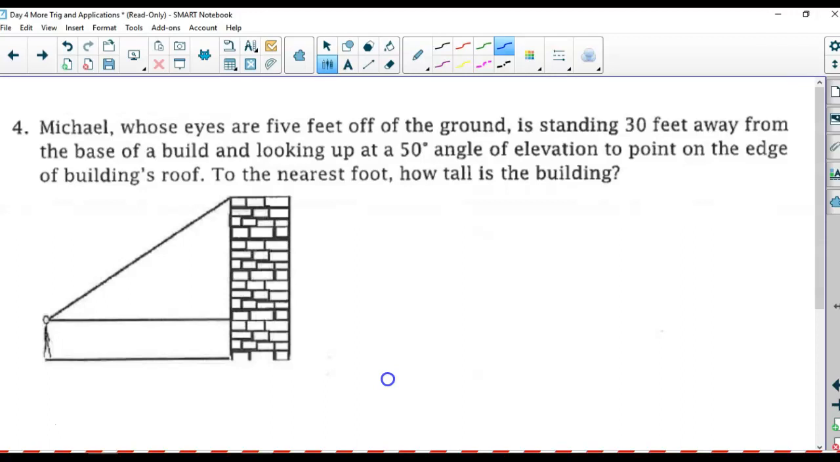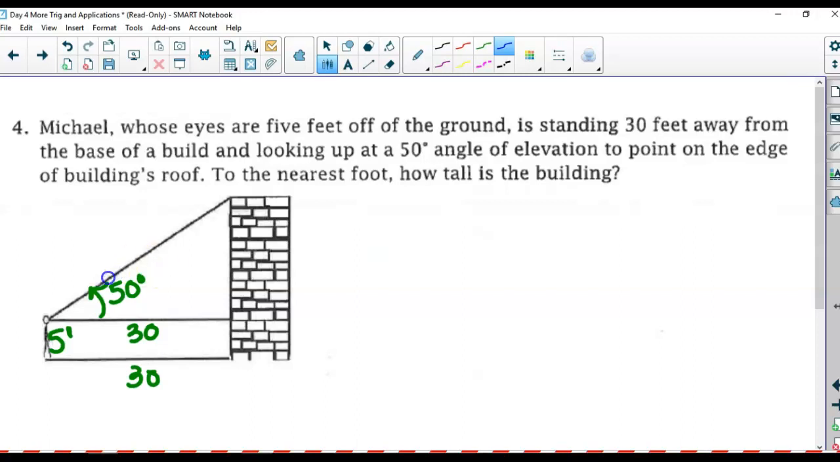This one is a little bit trickier. I'm not sure I assigned these on the worksheet, but it says Michael, whose eyes are 5 feet off the ground, so he's already 5 feet up, is standing 30 feet away from the base of the building. So this is 30, which would make this 30 because there's a little rectangle down here. He has to look up 50 degrees. So again, angle of elevation looking up right in here to a point on the top of the roof. How tall is the building?